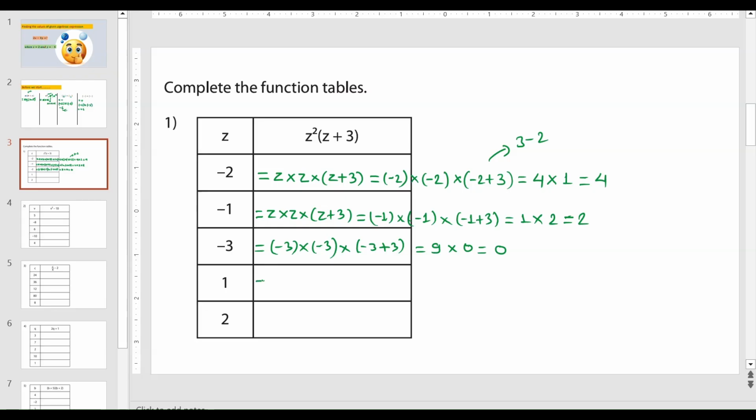Now next, we have z value 1. 1 times 1 times 1 plus 3. So what will we get here? 1 times 1, 1 times 1 plus 3, 4. So again we got the answer 4, same as for minus 2. Next, the last one, 2 times 2 times 2 plus 3. So 2 times 2 is 4, times 2 plus 3 is 5. 4 times 5 is 20. So we have completed the question number 1 function table. Let's go to the next one.